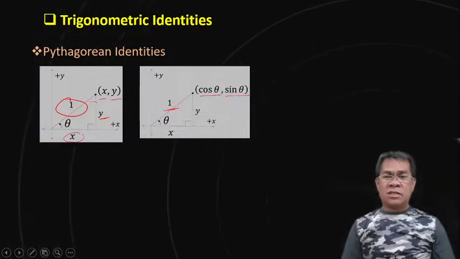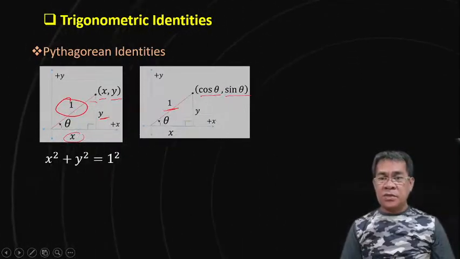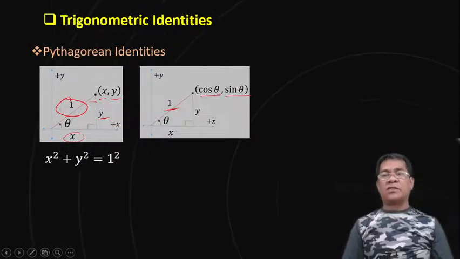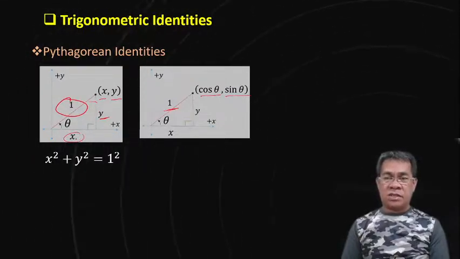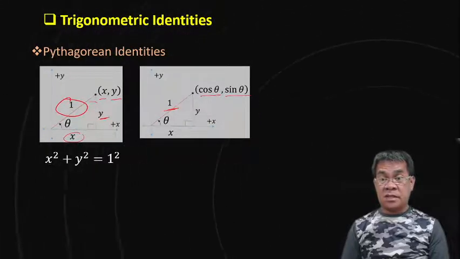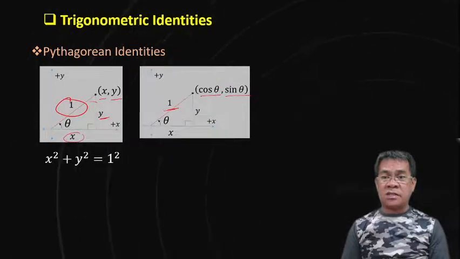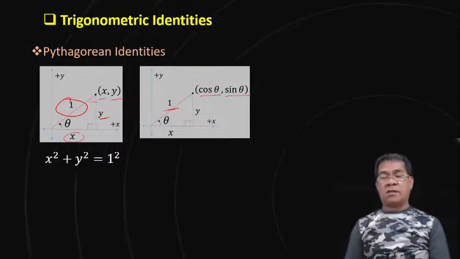Okay, what next? From this right triangle, we can use the Pythagorean theorem. Remember, the Pythagorean theorem says that the square of the hypotenuse is equal to the sum of the squares of the other sides. So the other sides are x and y in this case. The side opposite to the 90 degrees is always the hypotenuse of the right triangle.